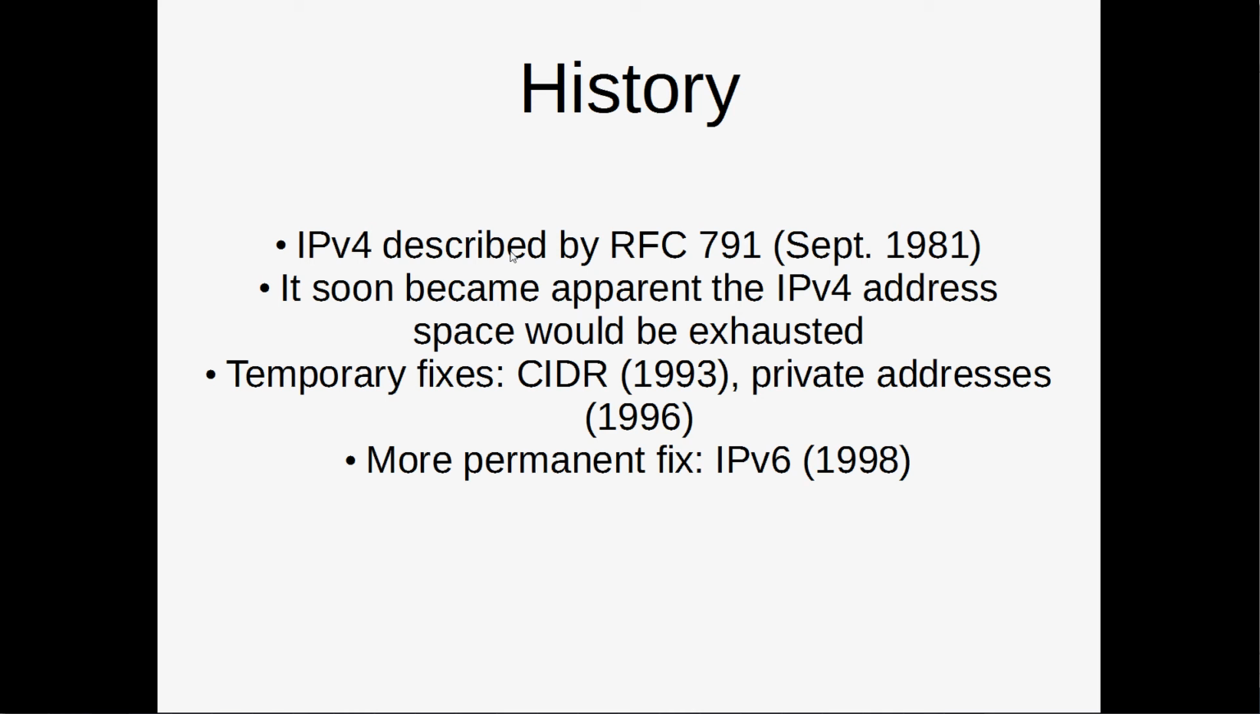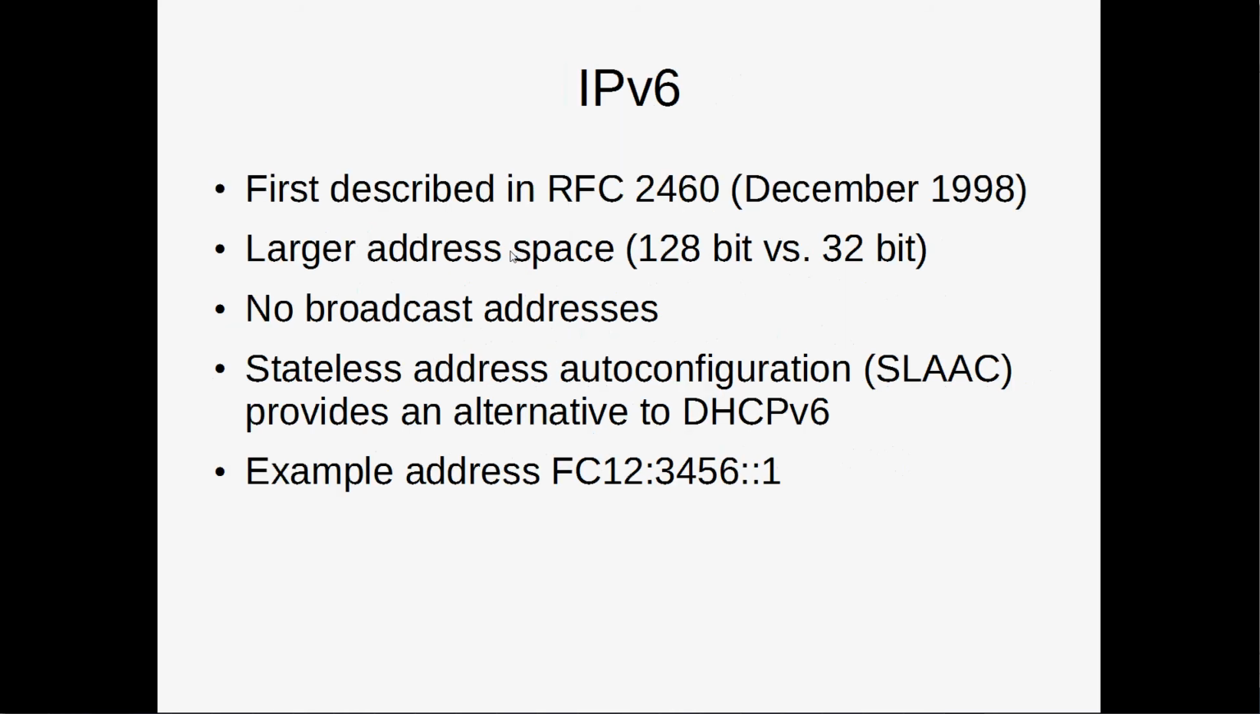So these were temporary fixes. Then we had a more permanent fix known as IPv6. And IPv6 was first described in RFC 2460, originally published in December 1998. It specified a larger address space, so we went from 32-bit addresses to 128-bit addresses, which is roughly 3.4 times 10 to the power of 38 addresses.